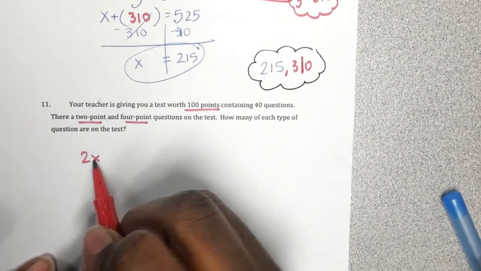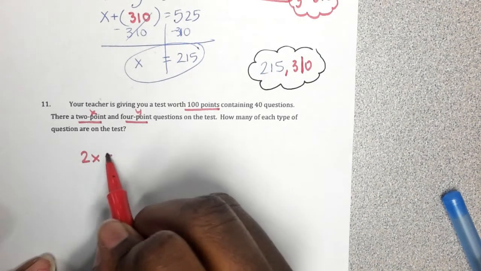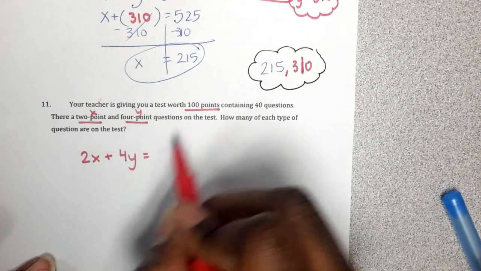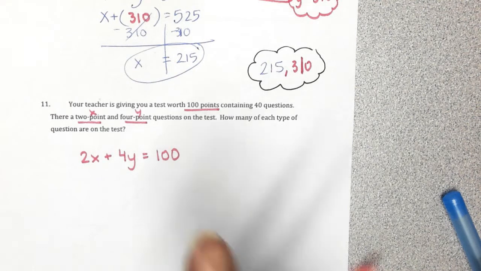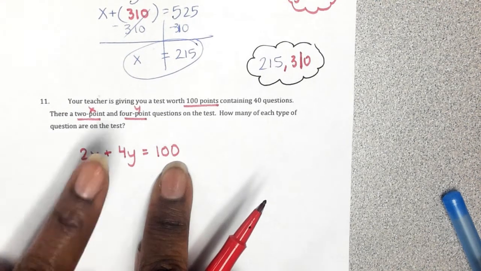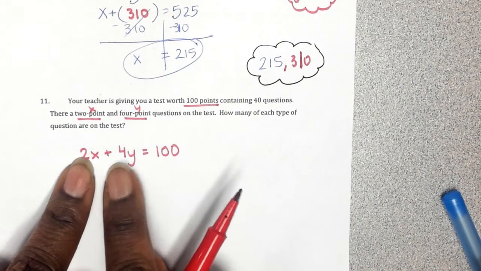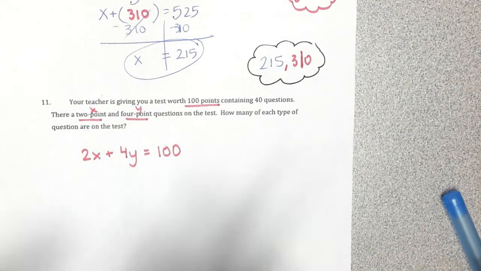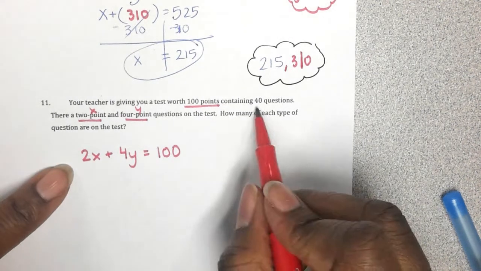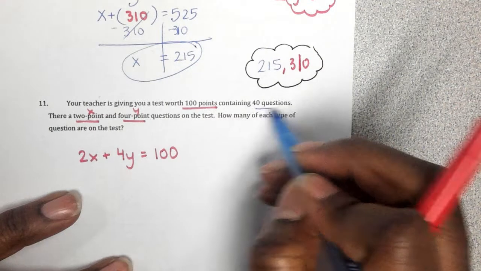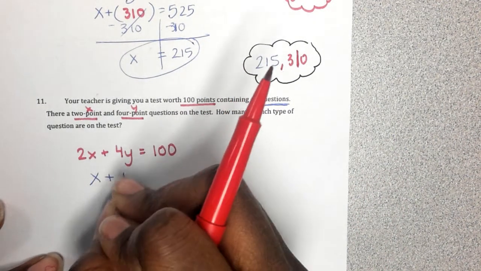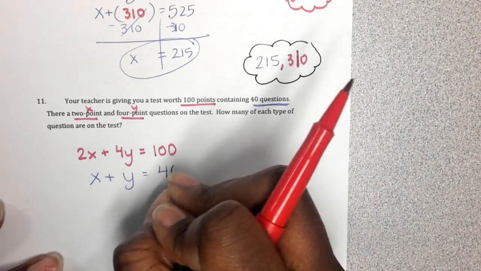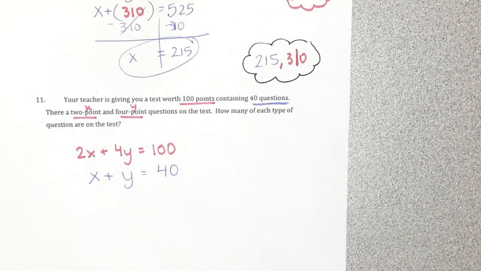So we got some 2-point problems, plus we got some 4-point problems. And it equals a total of 100 points. This is how you know the equation's right, because 2 represents points, 4 represents points, and 100 represents points. Then it tells you there's a total of 40 questions. I don't know how many of the X's or how many of the Y's, but I know there's a total of 40 of those types of questions.